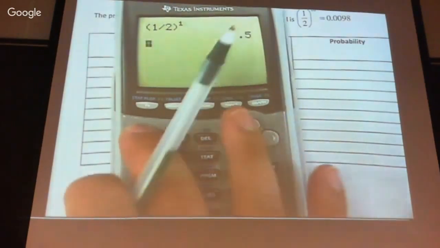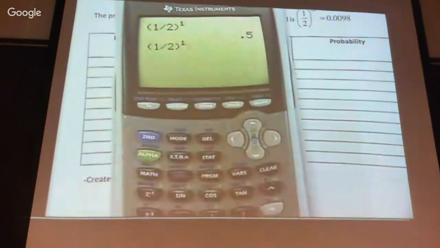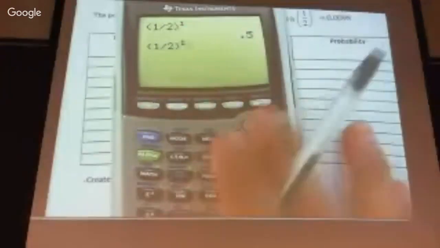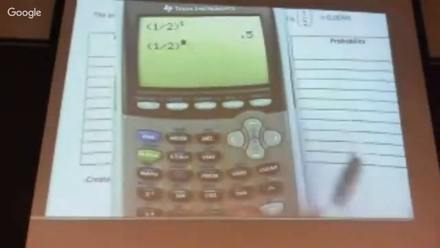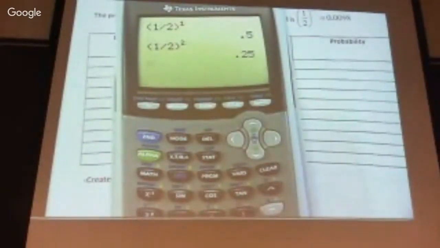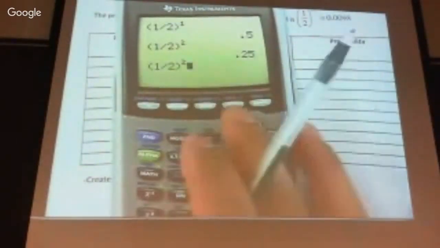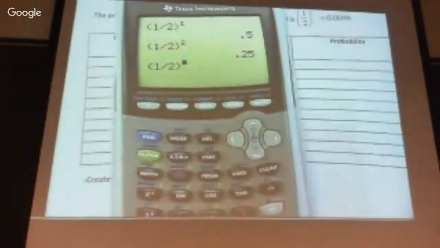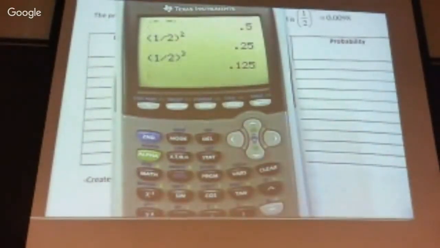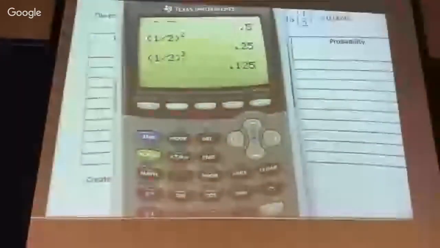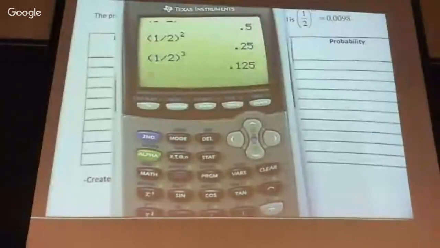If I hit second enter, it gives it back to me. Then you can change the 1 to a 2. Second enter, change it to a 3. This is still the long way because I have to do all 10. And you're like, well, that's pretty quick. Well, I can do it faster. The way to do it faster is to use the table feature, which we played with before.